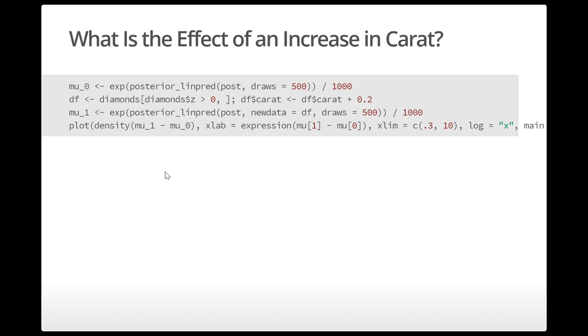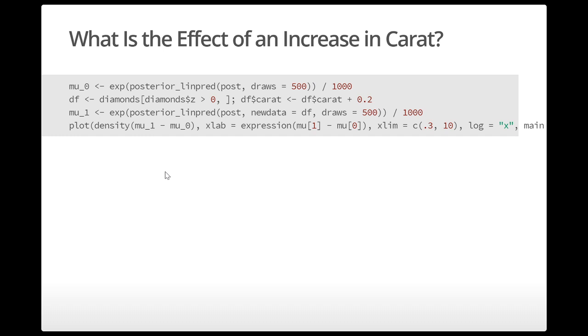So we call posterior_linpred to get the posterior of mu, but that is going to be relative to log price, not dollar price. So we exp that to get the expectation of the diamonds for the existing data values that we have in dollars. And I divide by 1,000 to put it in prices of $1,000 rather than $1.